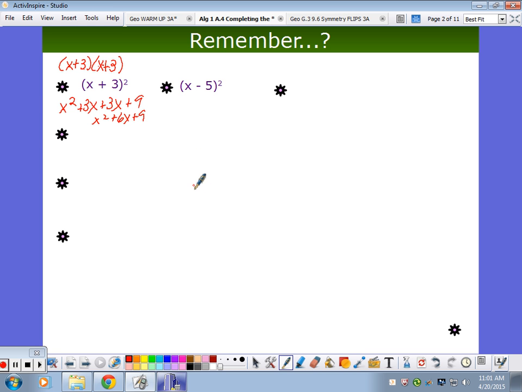x minus 5, that whole thing squared. Let's do this. x minus 5 and then x minus 5. So x squared, we agree, right? Now this part we have to kind of almost start doing in our head a little bit. x times negative 5 is negative 5x. Negative 5 times x is negative 5x. Negative 5x minus 5x is minus 10x, and then negative 5 times negative 5. This is kind of a special case.